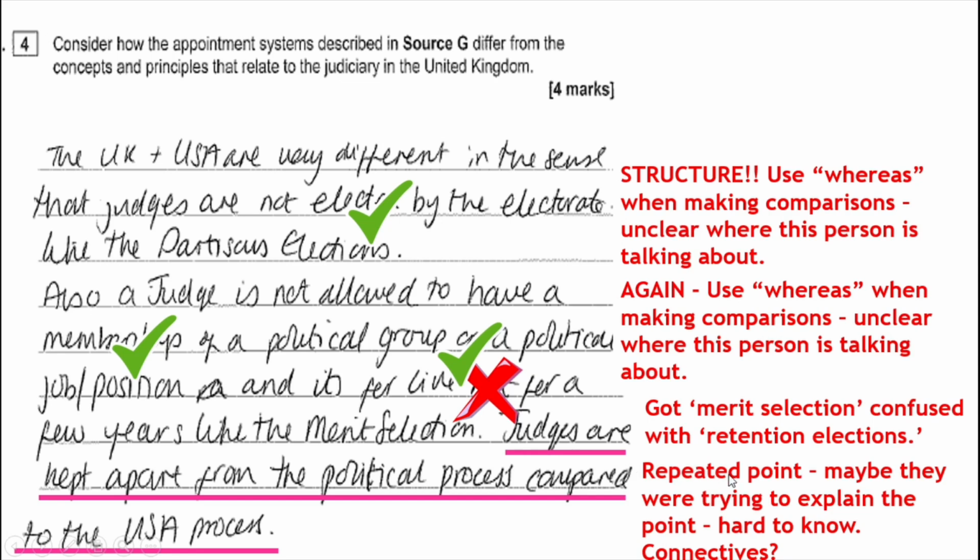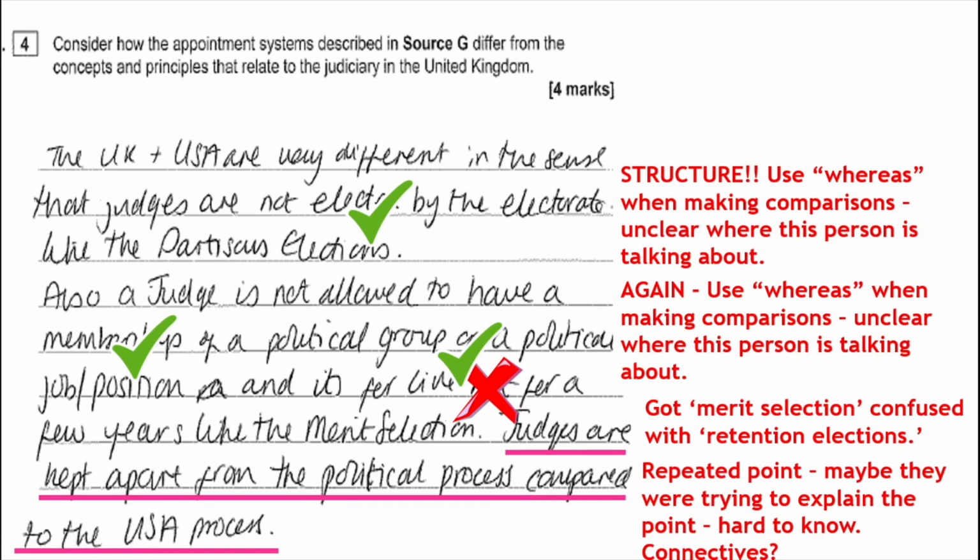However, it seems to sound like a repeated point. As you can see up here, it says a judge is not allowed to have a membership of a political group and political jobs or positions. Again, this person goes on to say judges are kept apart from the political process compared to the USA process. Some may argue that this is a repeated point. However, the student might have been trying to explain their point and develop their point even further. But it's hard to know whether this person's actually explaining their point or just making a repeated point.